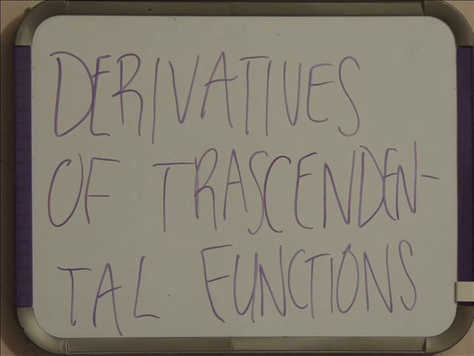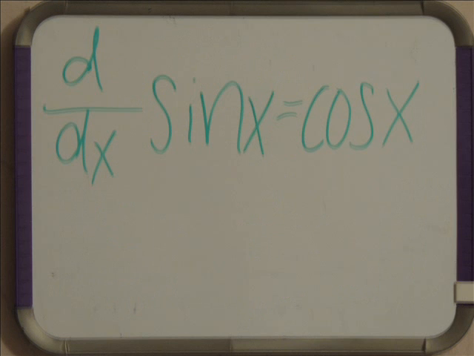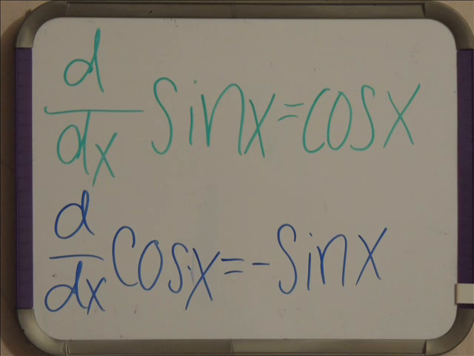Hi, today we will learn how to solve derivatives of transcendental functions. First of all, let's take a look at these derivatives. The derivative of sine of x is cosine of x. The derivative of cosine of x is minus sine of x.